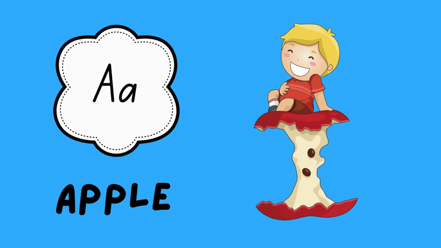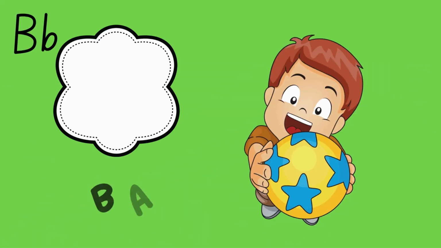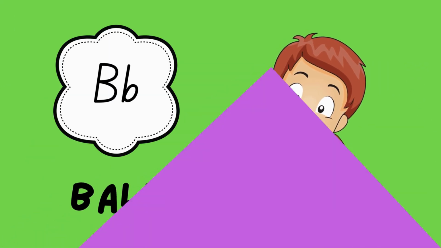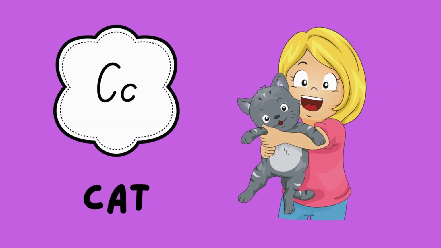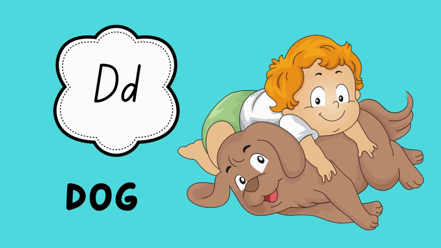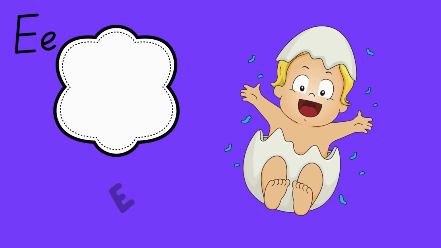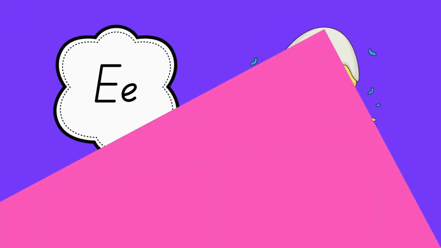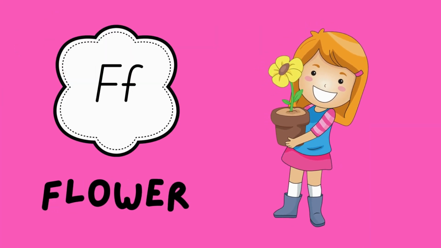A is for apple, so juicy and red. B is for ball, round and small. C is for cat, soft as can be. D is for dog, so loyal and true. E is for egg, round and white. F is for flower, so pretty to hold.